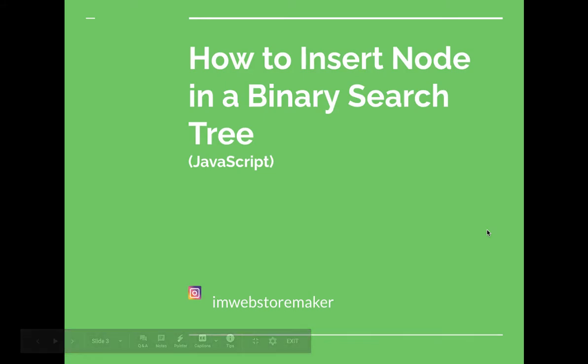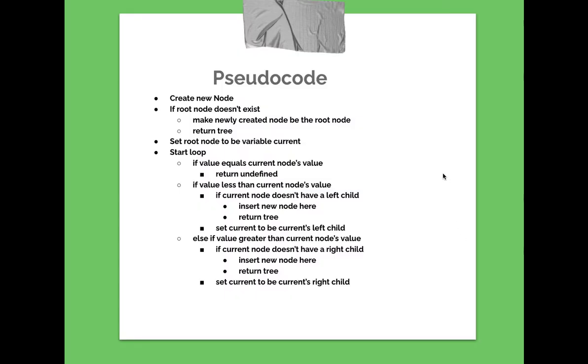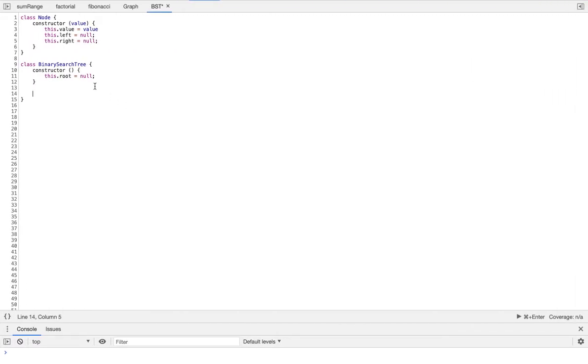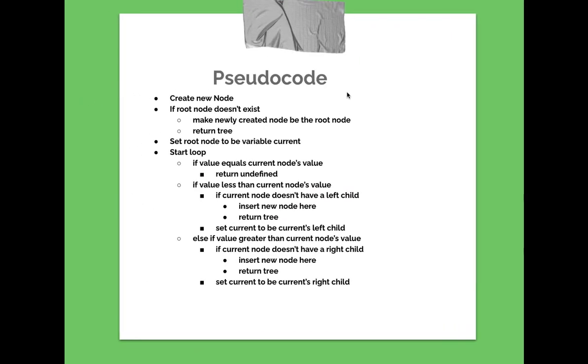In this video, I'm going to show you how to insert a node in a binary search tree. Here's the pseudocode, and we are going to start off by setting up our insert method. It will take a value as an argument. So let's go to our pseudocode.